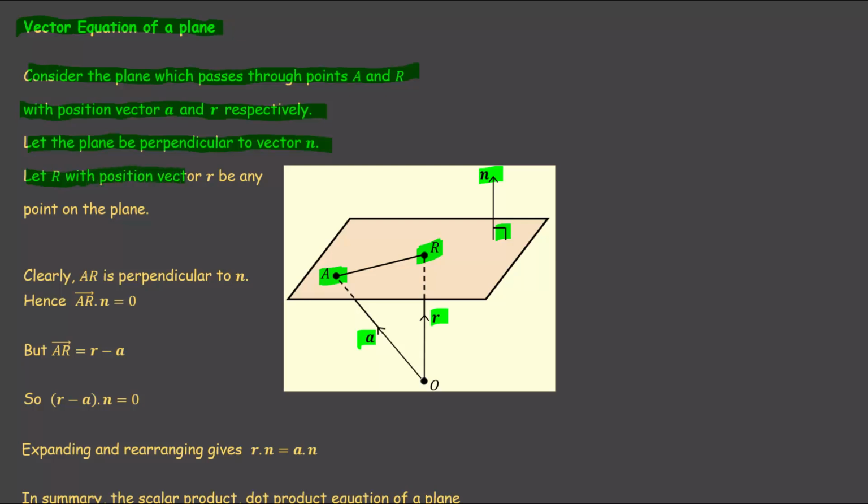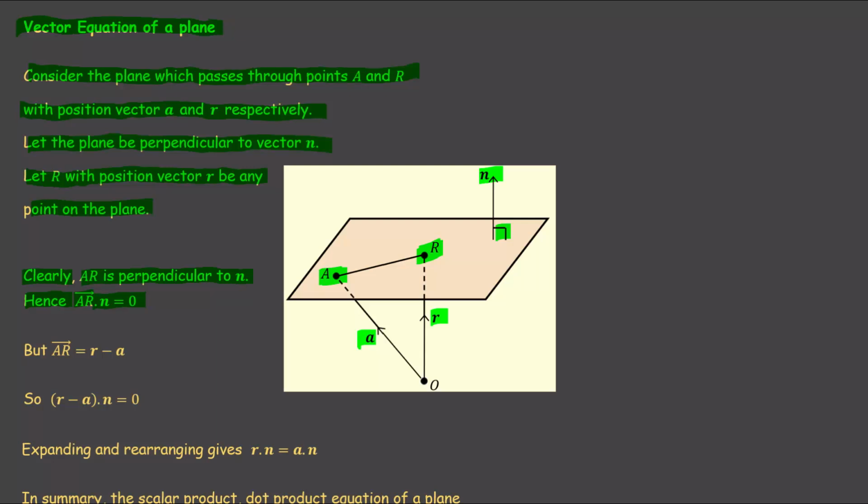Let R with position vector R be any point on the plane. Clearly, AR is perpendicular to N. If you think about your desk, just stand something up vertically on your desk, and then any way you place your pencil on the desk, it's going to be perpendicular to the thing that's standing up. Hence, AR.N is equal to 0.